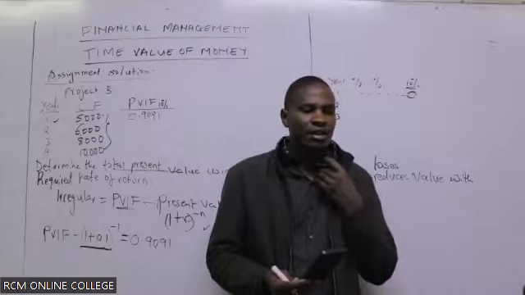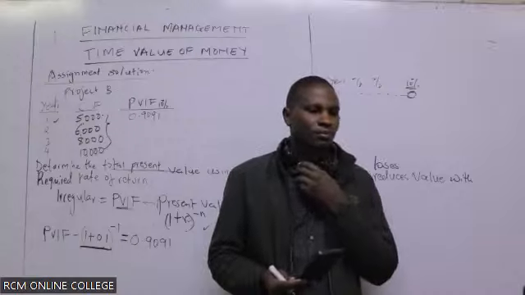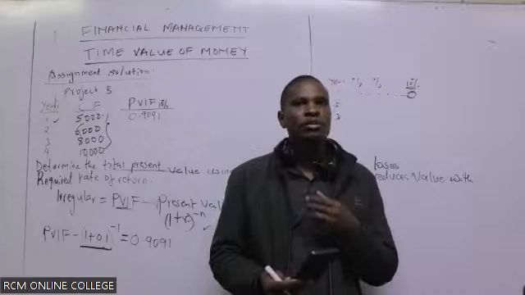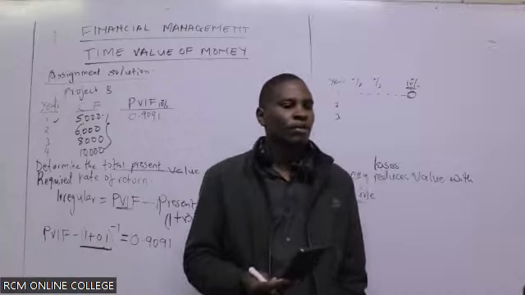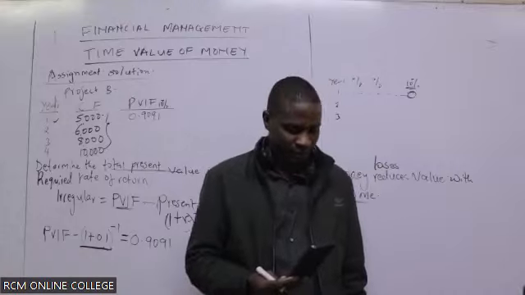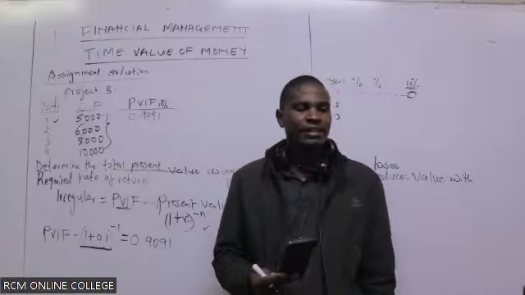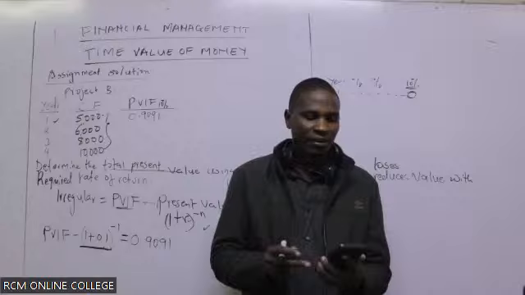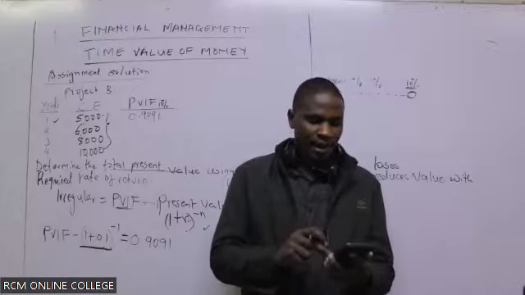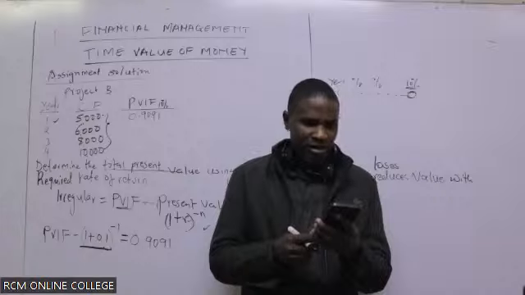13%, 2 years. What is the PVIF of 13%, 2 years? Somebody using the table. I want somebody using the table. What are we getting? 0.7831 at 13%. I hope Gathoni, you have used the table.